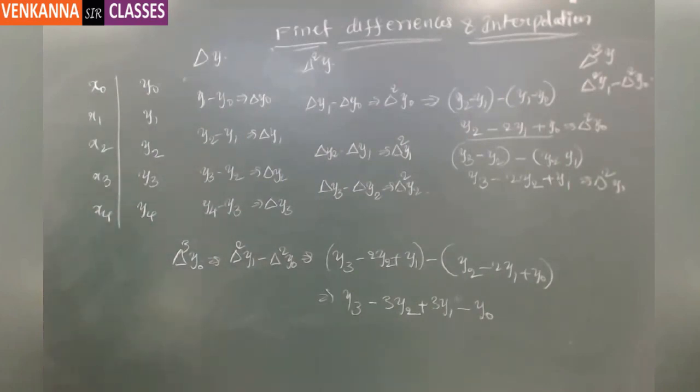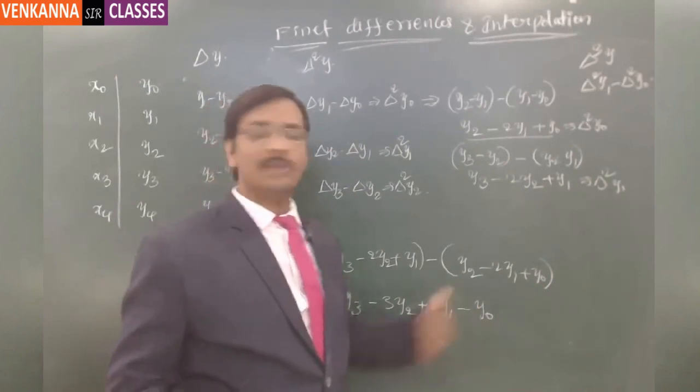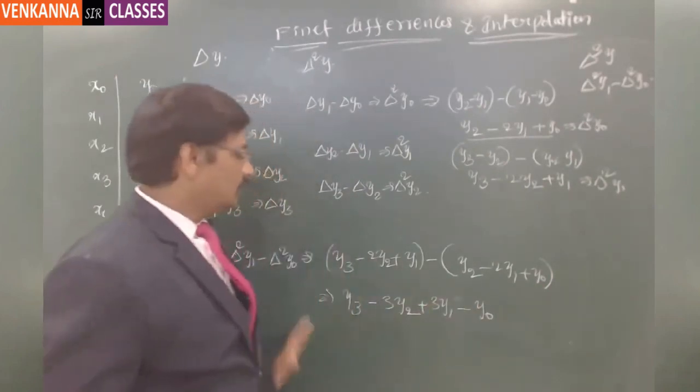Is it audible? Okay, fine. So like this, y3 minus 3y2 plus 3y1 minus y0. This is how you get it.